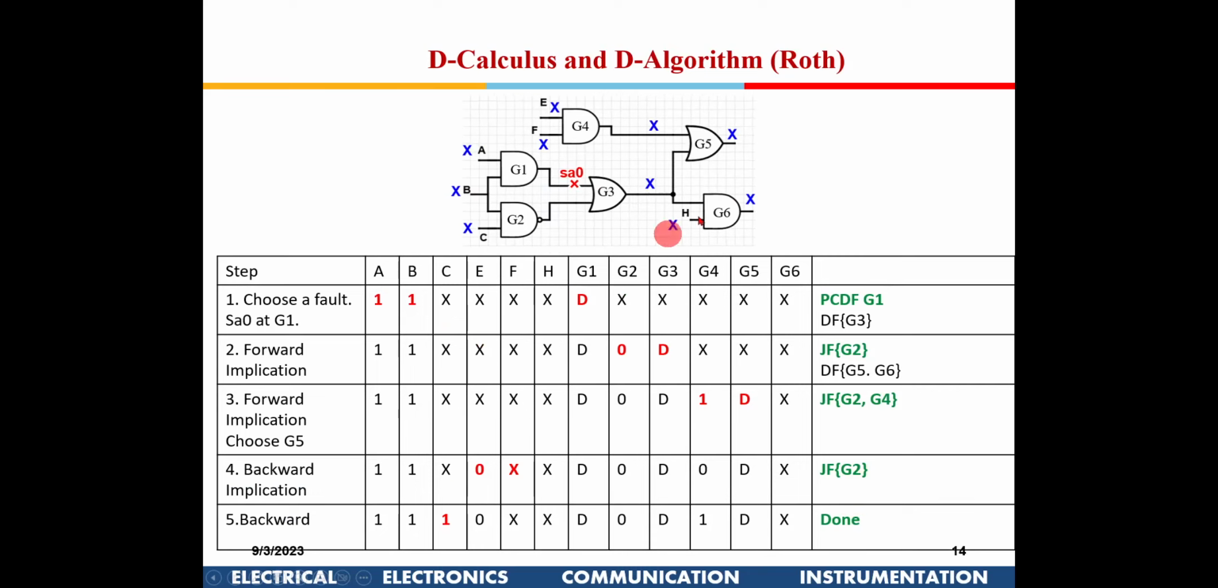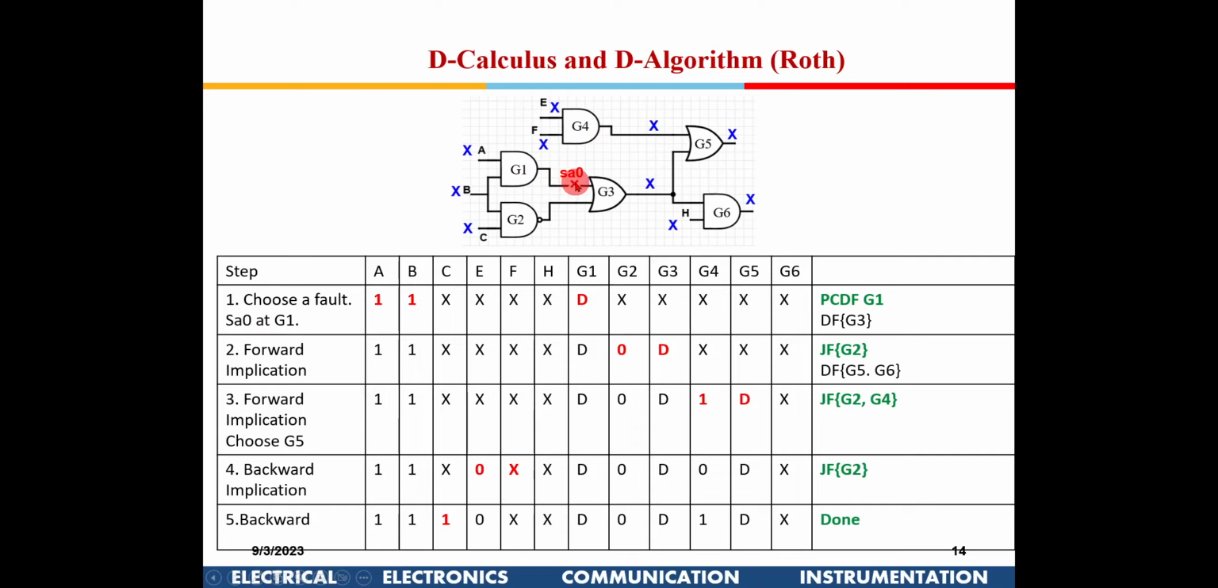Okay, so is the first line clear? I have placed a G3 under D-frontier. Is it okay? What we have done in the first line? Okay. Now we need to do a forward implication, right?